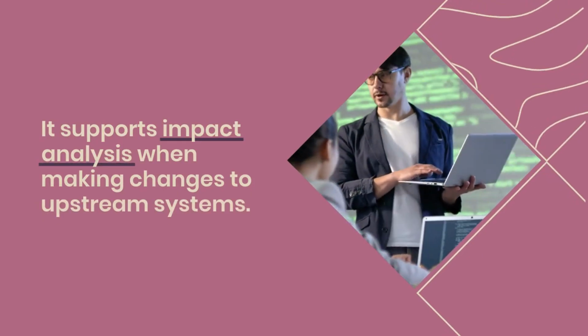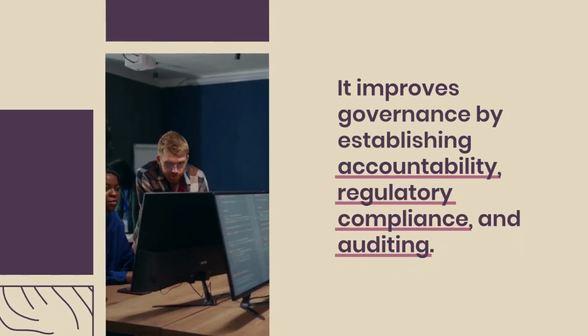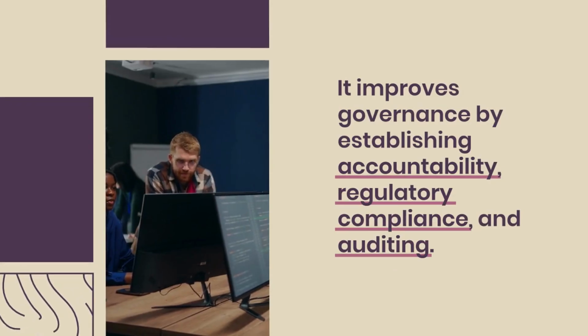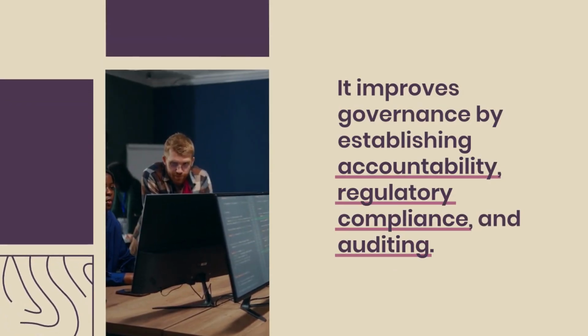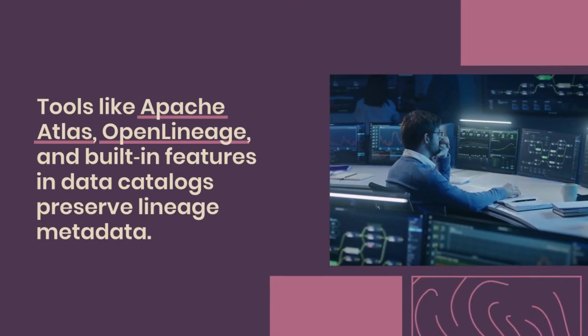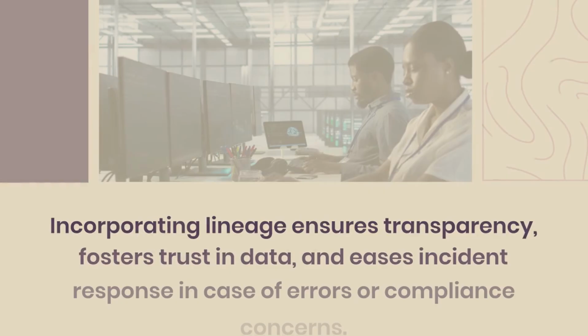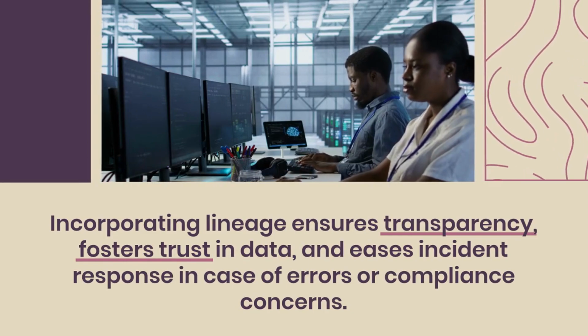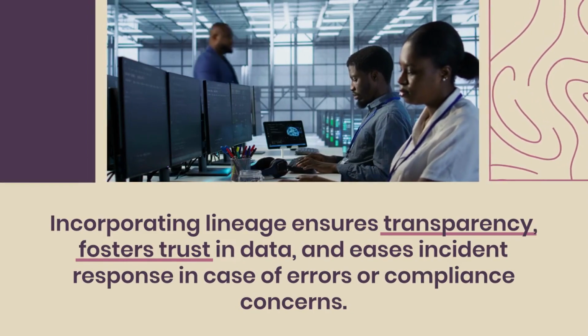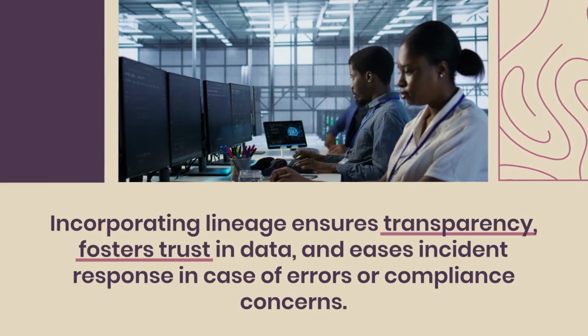It supports impact analysis when making changes to upstream systems. It improves governance by establishing accountability, regulatory compliance, and auditing. Tools like Apache Atlas, OpenLineage, and built-in features in data catalogs preserve lineage metadata. Incorporating lineage ensures transparency, fosters trust in data, and eases incident response in case of errors or compliance concerns.